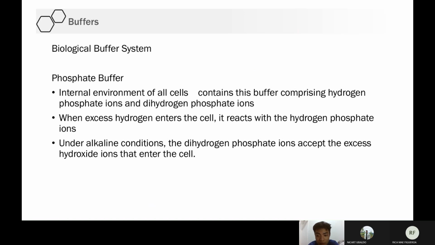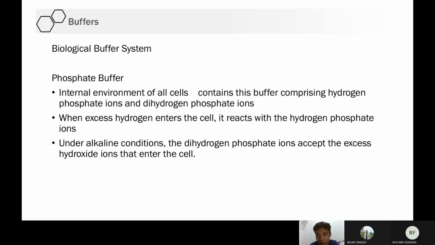Kapag dumami na masyado yung phosphate, pwedeng masira na yung buffer system. And as a result, any changes sa pH sa ating cell could mean death sa cell natin. So, pwede masira yung cell natin. So, ganun yung two perspectives pag pinag-uusapan yung cyanide poisoning. Pwedeng namatay yung cell because of the low production of ATP, nahinto yung production ng ATP, and the other reason would be the disruption of the buffer system sa cell natin. Kapag nasira yung buffer, patay ang cell.